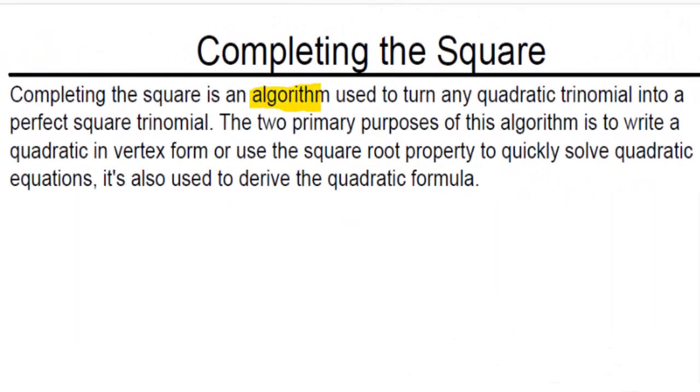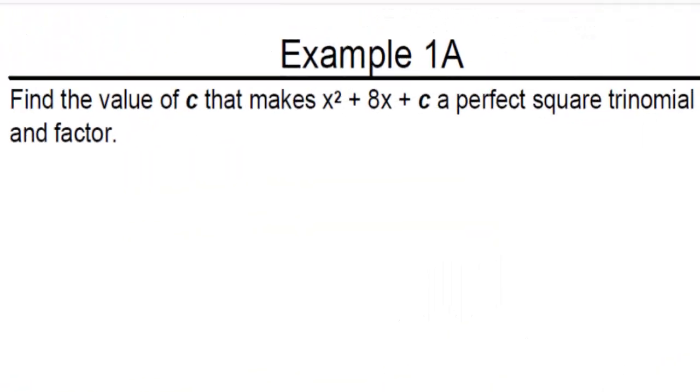It's simply an algorithm that's used to turn any quadratic trinomial into a perfect square trinomial. Two primary purposes of the algorithm are to write the quadratic in vertex form, but also to use the square root property to quickly solve quadratic equations, but it's also used to derive the quadratic formula, which will be coming up in another video. Okay, so for example 1a, we want to find the value of c, and c is right here, that makes a perfect square trinomial, and they want us to also factor it.